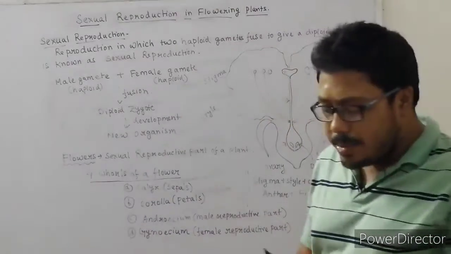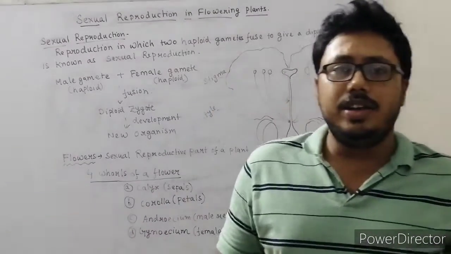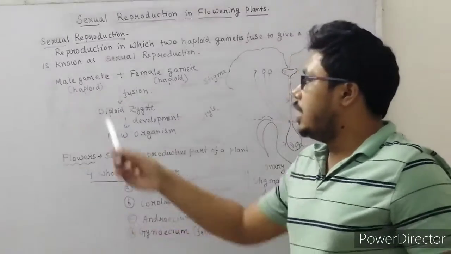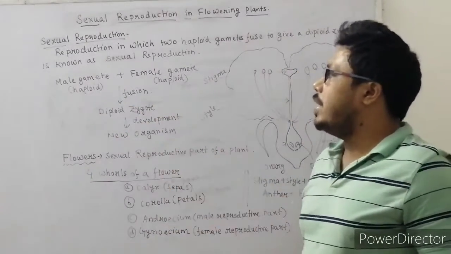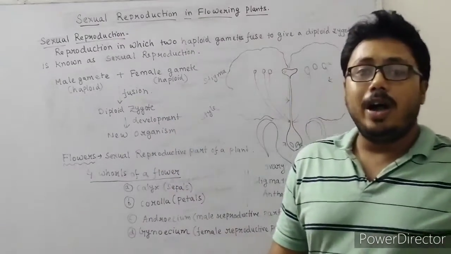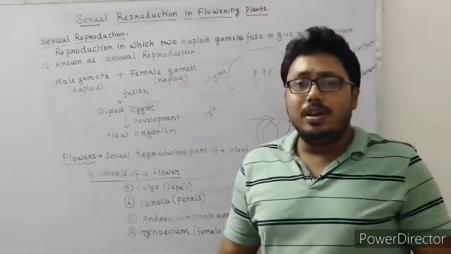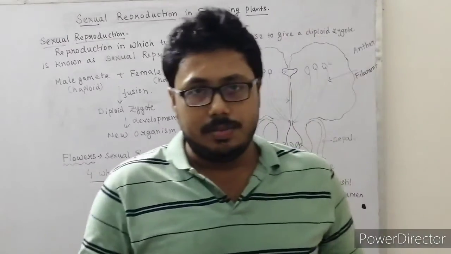Here two types of gametes are involved, the male gamete and the female gamete. See this chart: male gamete plus female gamete, these two haploid gametes fuse to give a diploid zygote, and when the zygote develops it will develop into a new organism.